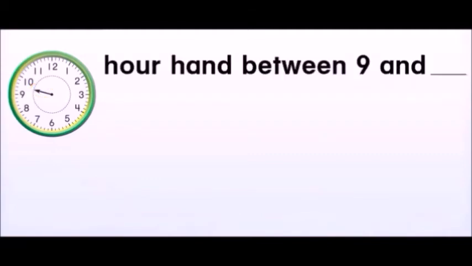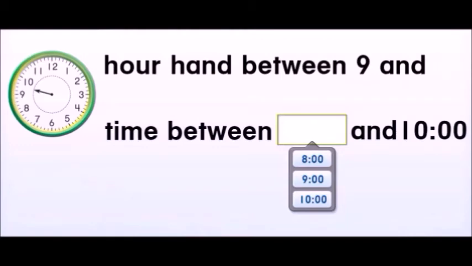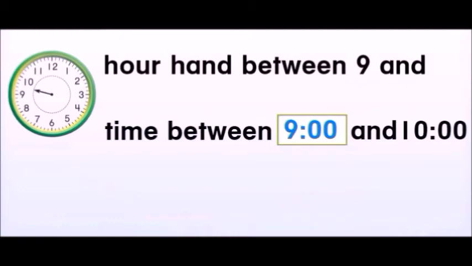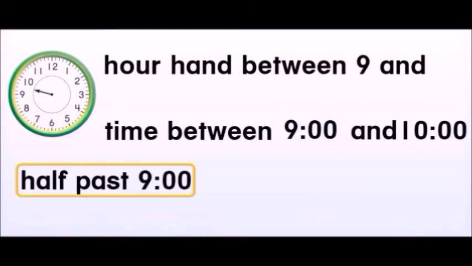Now what time does this clock show? It doesn't point exactly to a number. The hour hand is between 9 and which other number? The hour hand is between 9 and 10. So the time is between what time and 10? The time is between the hours of 9 and 10. As an hour passes, the hour hand on a clock moves from one number to the next. When a half hour has passed, the hour hand points halfway between two numbers. So what time is it? It's 9:30.